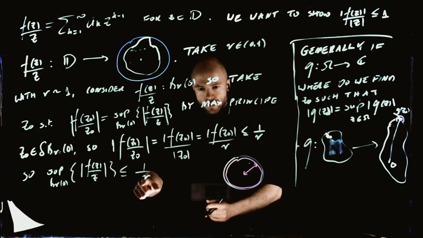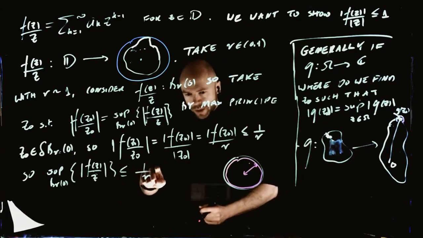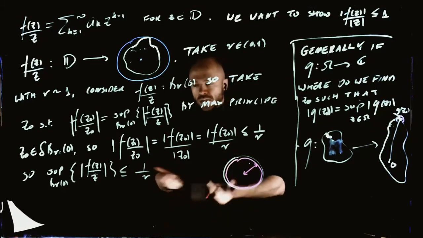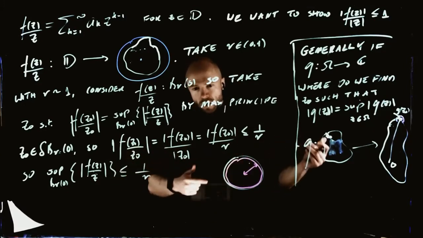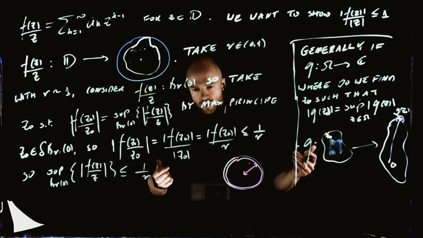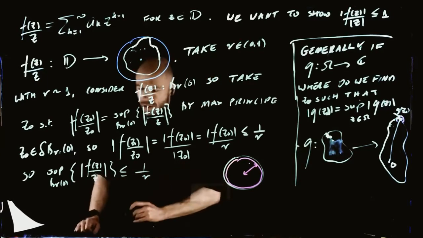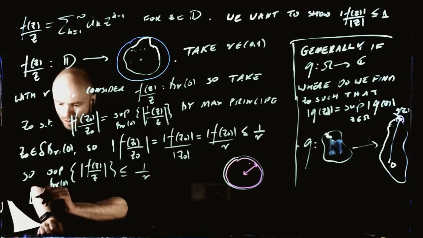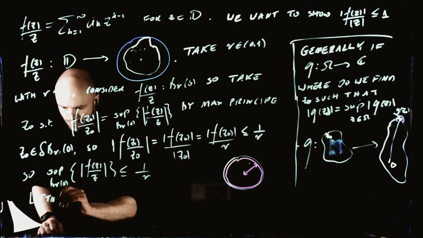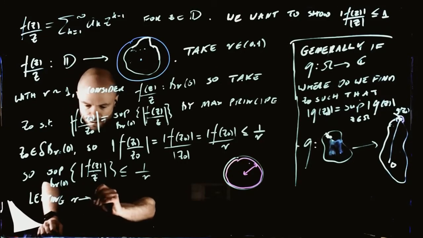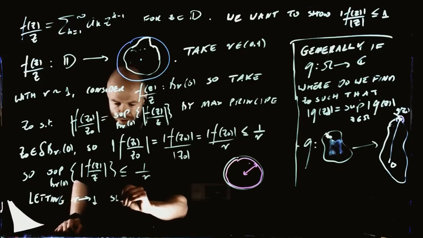Yeah? And r is a bit less than 1, so this is a bit bigger than 1. But the natural thing now is just to let r tend to 1, and then that will give us exactly what we want, right? So letting r tend to 1, this gives us the supremum, this thing.